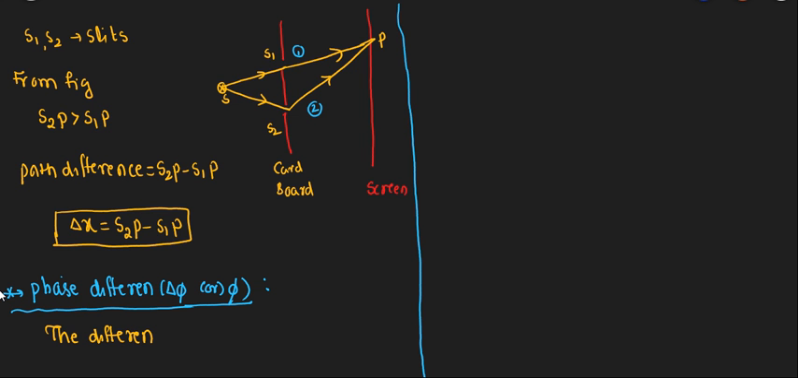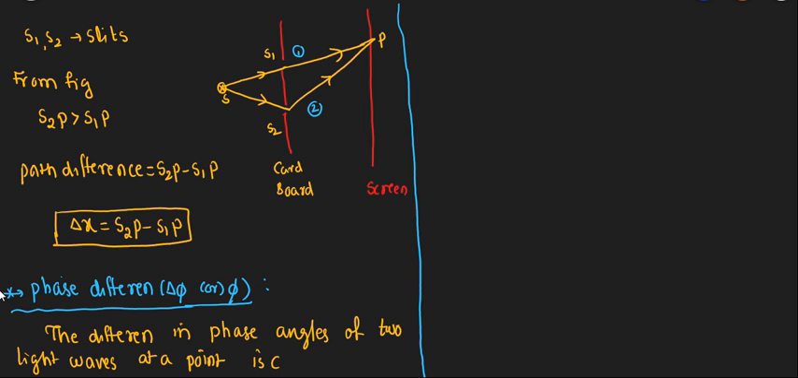The difference in phase angles of two light waves on reaching a point is called as the phase difference.